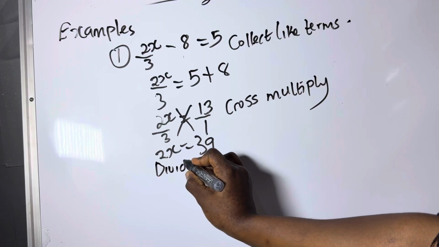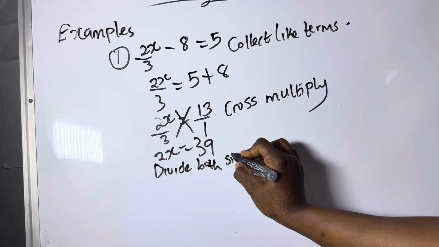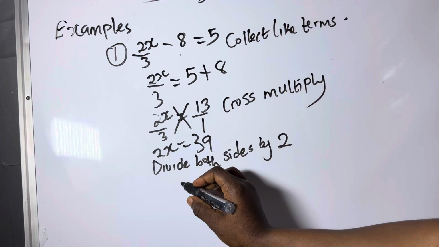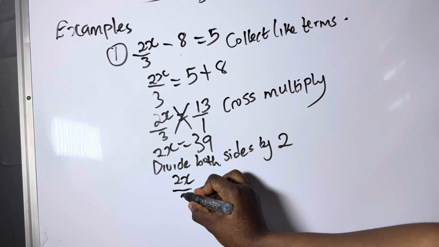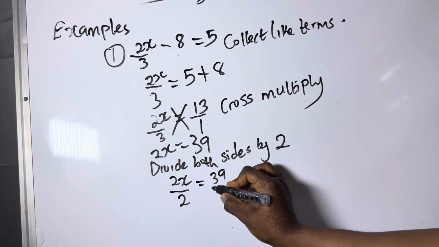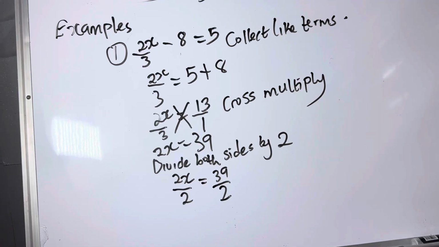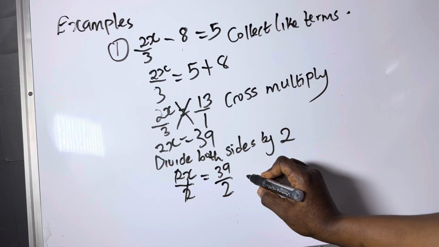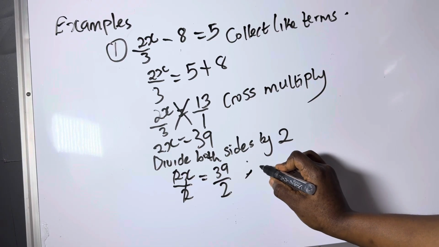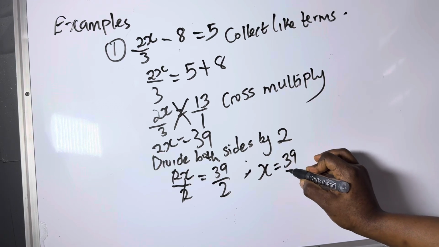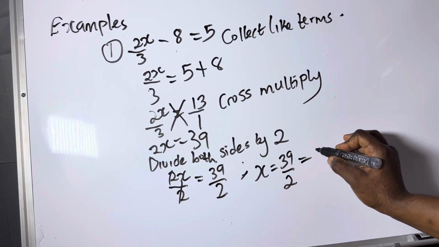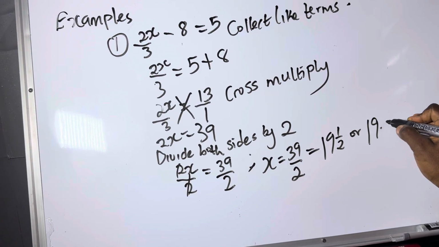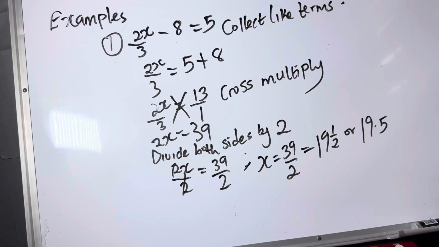Divide both sides by 2. Now, 2x divided by 2 equals 39 divided by 2. 2 cancels 2. So therefore, x equals 39 over 2, which equals to what? 19 and a half, or 19.5. Do you understand?